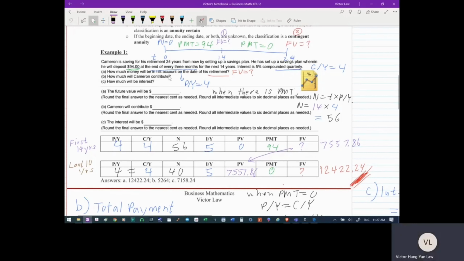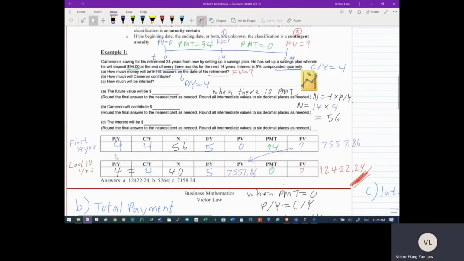And in part A, what we're solving for is how much money Cameron will have in his account on the date of his retirement. So at the end of 24 years, we're solving for the future value. The steps we need to take are to first find the future value at the end of 14 years, with the payment of $94. Once we find that, then we can solve for the future value at the end of 24 years.